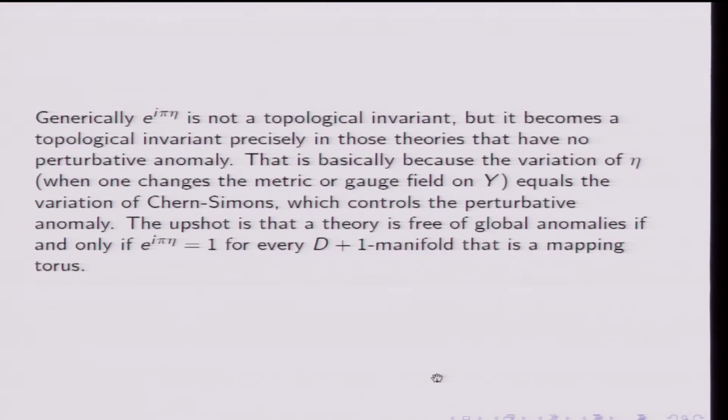So the upshot is that a theory is free of global anomalies if and only if e to the i pi eta is 1 for every d plus 1 manifold that's a mapping torus. So that's an answer of sorts.